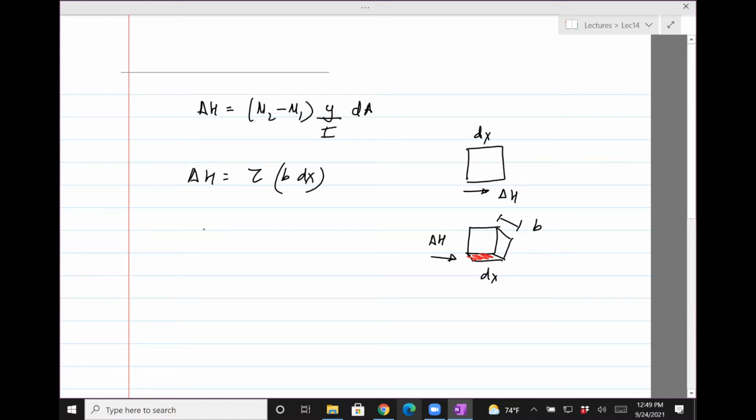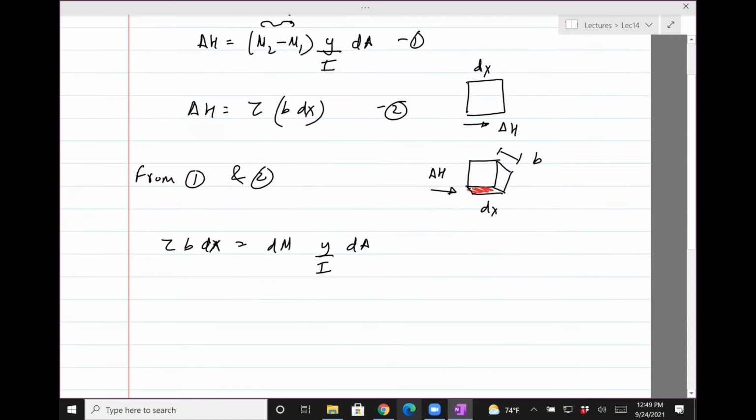Okay, so now I can write, from 1 and 2, tau b dx. I'm going to sub in M2 minus M1 as the change in moment from the left to right face. So dM, y, I, dA.